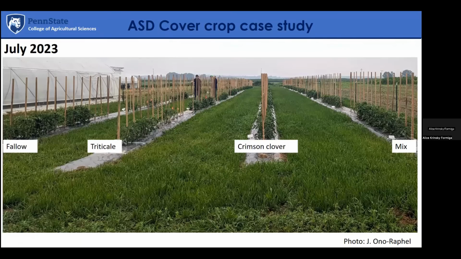So here's a preview of what the tomato plants looked like in August 2022. And a little earlier in the growing season, it's the second year, July 2023. And you can already see some visual differences in how the plants looked when grown after these different cover crops.